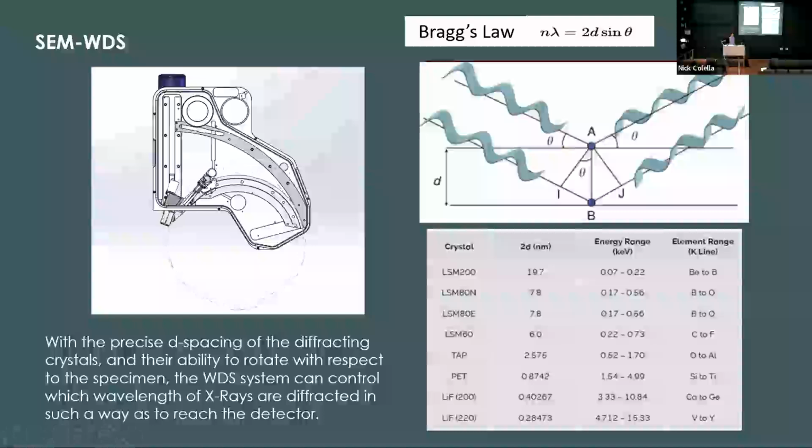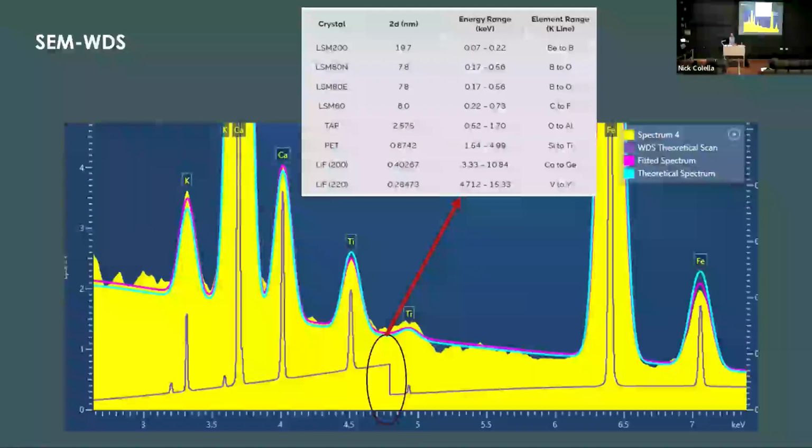Fortunately, this is all automated, right? We don't have to do any intense calculations. This is controlled by the software once we determine which wavelength we're trying to measure specifically. It does bring up some choices sometimes, because if you look at the energy range for the different crystals, they do overlap with one another, right? And so it's possible to measure the same signal with one or more different crystals.